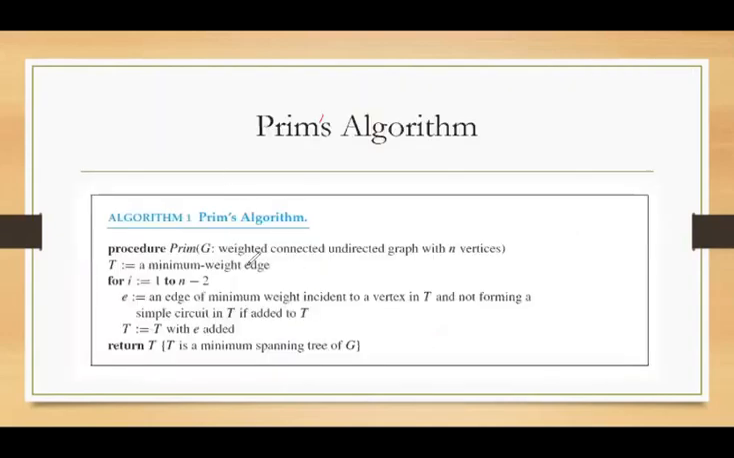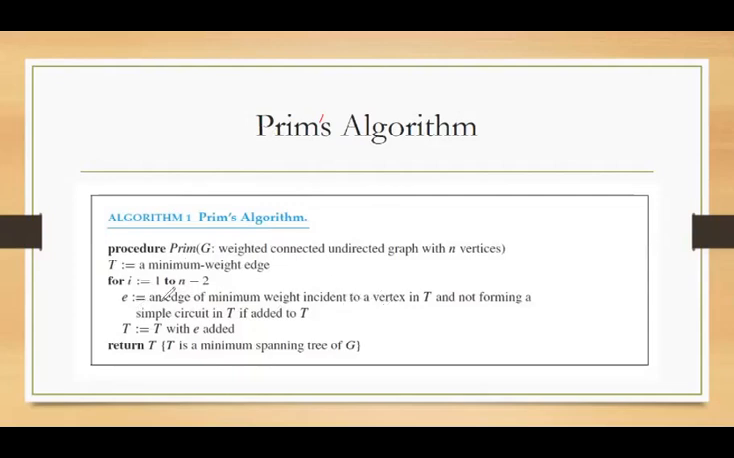Procedure, Prim's algorithm. The input is a weighted, connected, undirected graph with n vertices. T is a minimum weight edge. So first and foremost, we are initializing the tree T to a minimum weight edge. We selected the edge BF with weight 1. For i equal to 1 to n minus 2, so if your total number of vertices are n, then you have to keep on repeating this till n minus 2, because already you have 2 vertices when you selected the minimum weight edge.